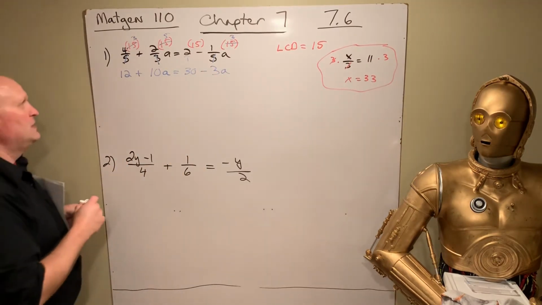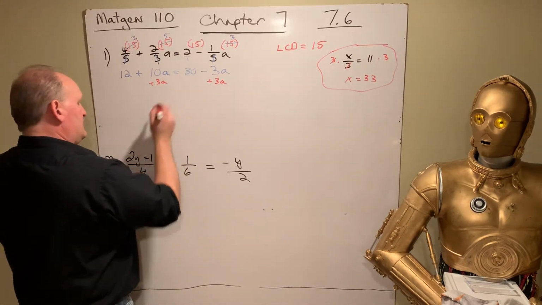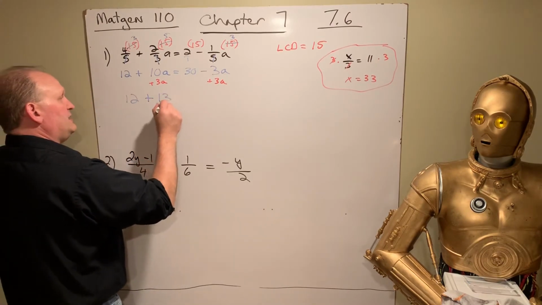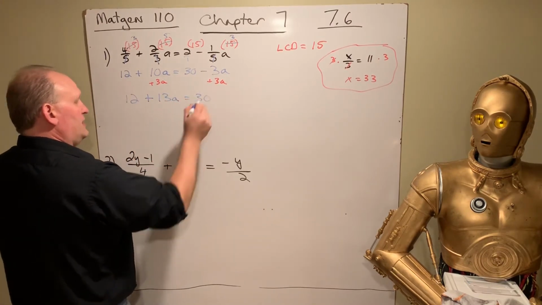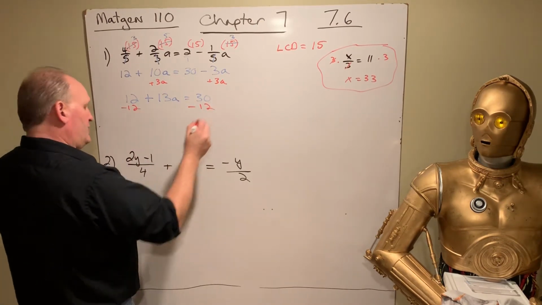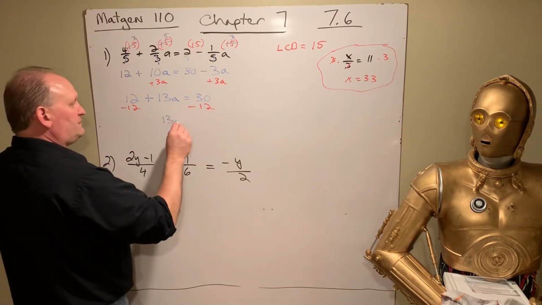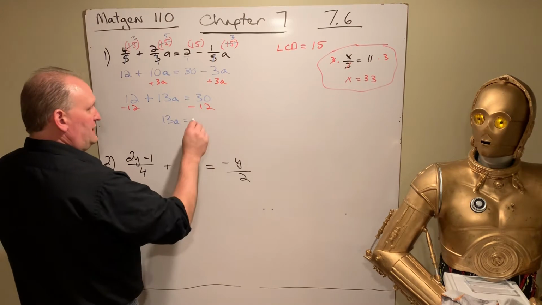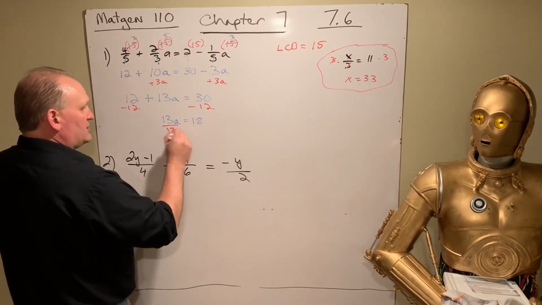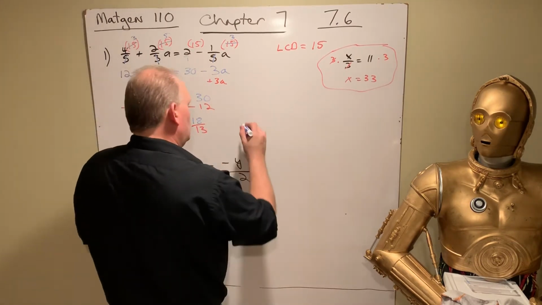Now we'll get the variables over to one side of the equation here. So 12 plus 13a is equal to 30. Isolate the variables, so minus 12 from both sides. So 13a is equal to 18. And then divide both sides by 13. And it's an ugly fraction answer, but that's fine. It was an ugly fraction question.